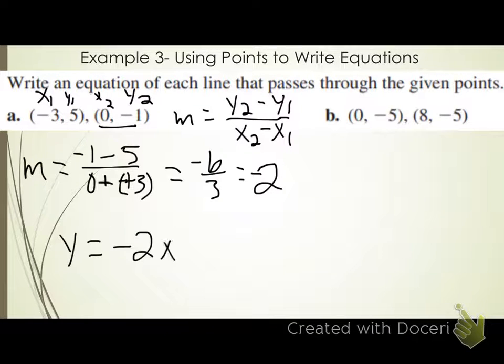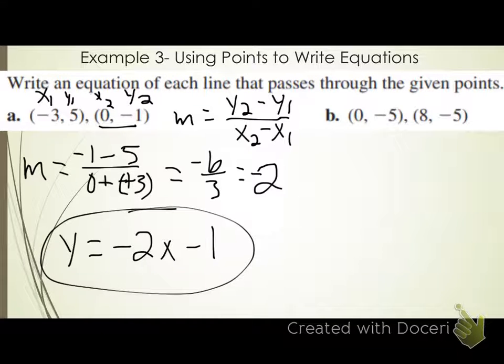Negative 2x plus net minus 1. Plus negative 1, or minus 1. There's my equation for letter A. Any questions there? Still pretty easy.